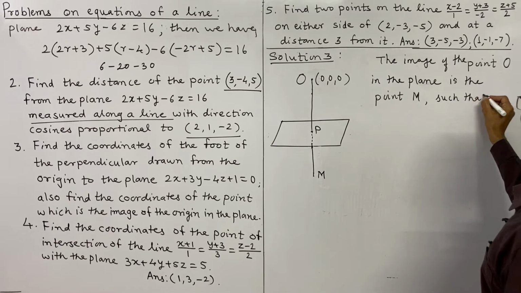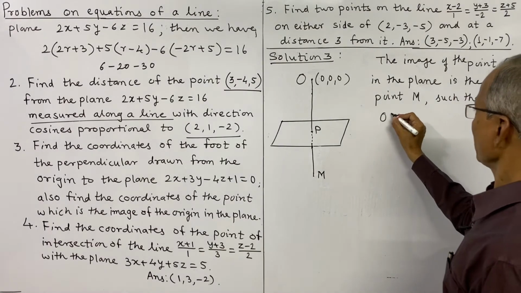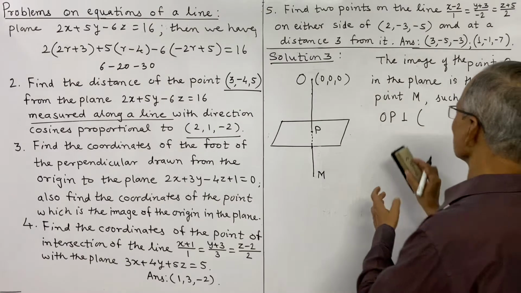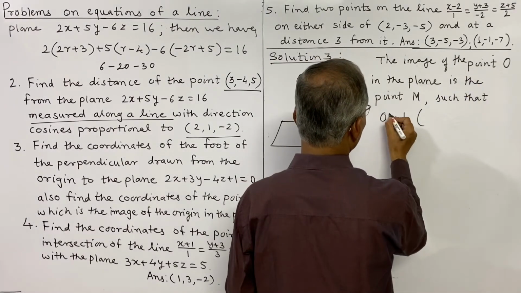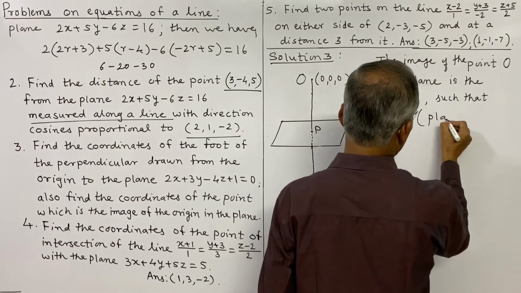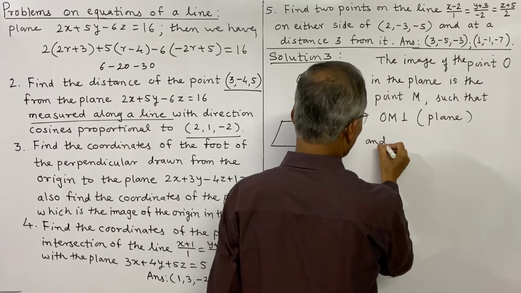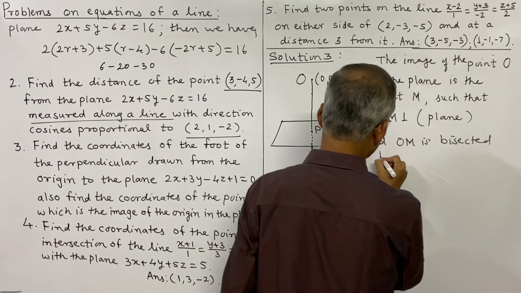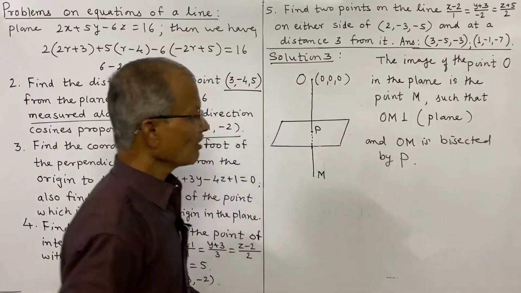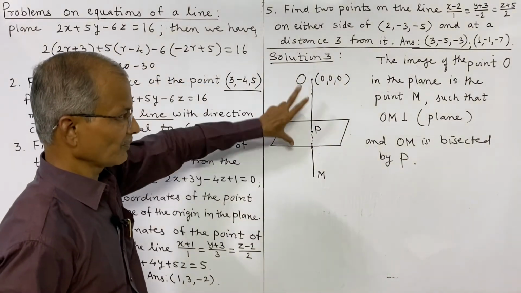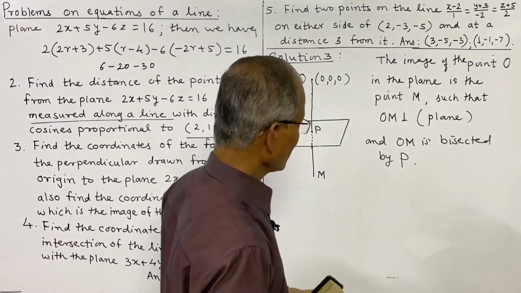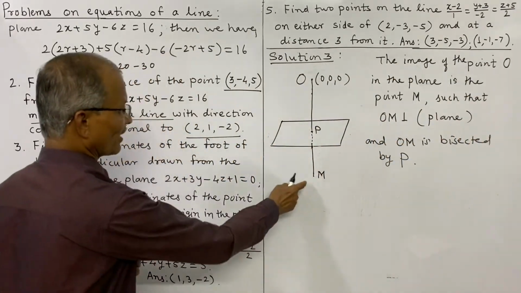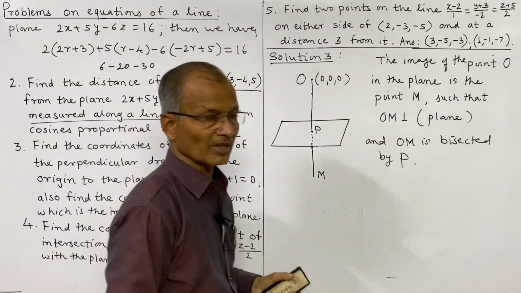M is the point such that OM is perpendicular to the plane and OM is bisected by P. That is, P is the midpoint of OM. That is the meaning. Now, before obtaining the coordinates of M, we shall have to obtain the coordinates of P as earlier.